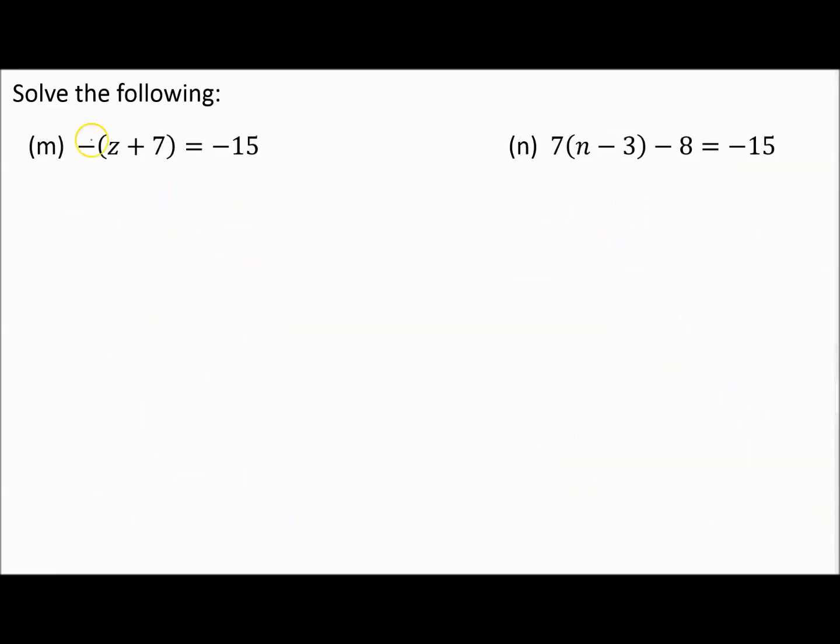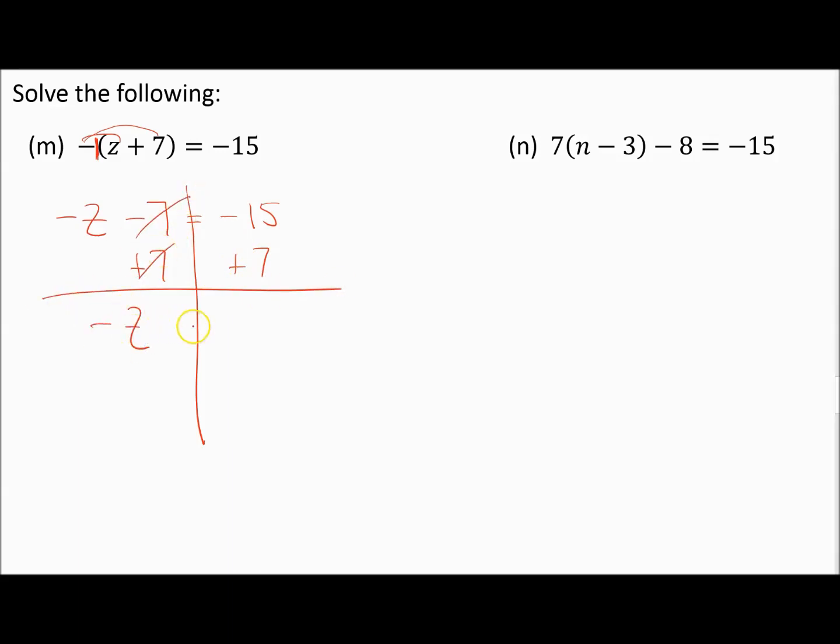Now, if you'll notice here, it looks like we just have a negative in front of parentheses, but really that's implying there's a negative 1 to distribute. So I have negative 1 times z is negative z, and negative 1 times 7 is negative 7 equals negative 15. So we have simplified each side. Now I want to do this as a two-step problem, which means I'm trying to get the z by itself, so I add 7 to each side of my equation. That gives me negative z is equal to negative 15 plus 7 is negative 8.